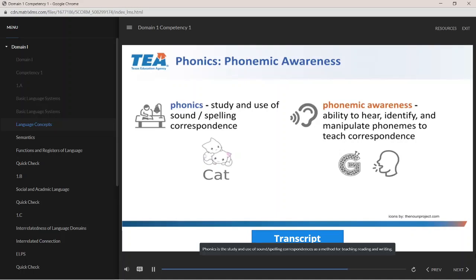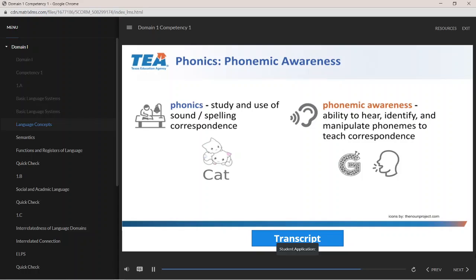Phonics is the study and use of sound-spelling correspondences as a method for teaching reading and writing. Phonics instruction develops the learner's phonemic awareness, or the ability to hear, identify, and manipulate phonemes, in order to teach the correspondence between these sounds. This includes learning the spelling patterns to represent the words.